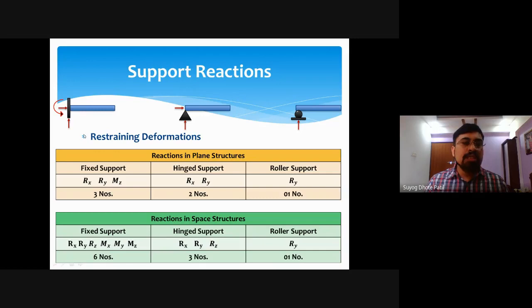When this wall is not there and only the beam is present, and if I apply a horizontal load from right to left.